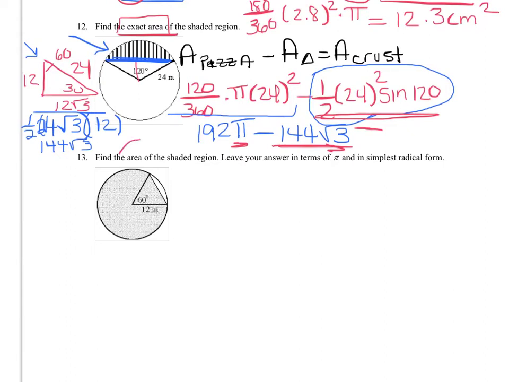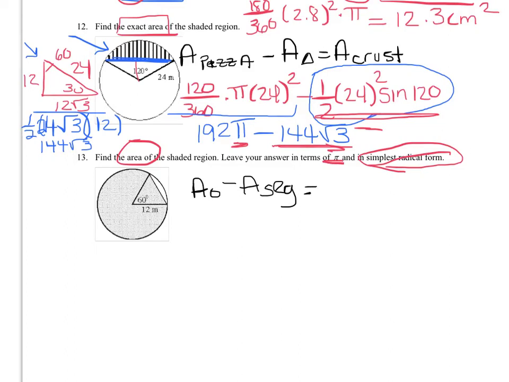So find the area of the shaded region. Leave your answer in terms of pi and simple radical form. I didn't mean to cross that out. Now, they were a little more specific when they said simple radical form here, so that you could know that they wanted the 30, 60, 90. So our plan of action for this one is area of the circle minus the area of the segment equals the area of the shaded.